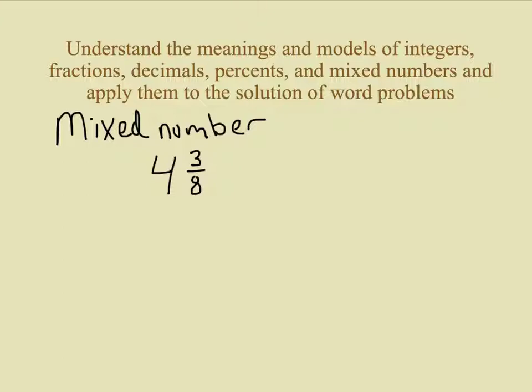So what we want to do is convert this to something called an improper fraction. And it's called that because the numerator is larger than the denominator. So as you see in the original, the 3 is smaller than 8, so this fraction, 3/8, is considered a proper fraction. That's nice to look at.